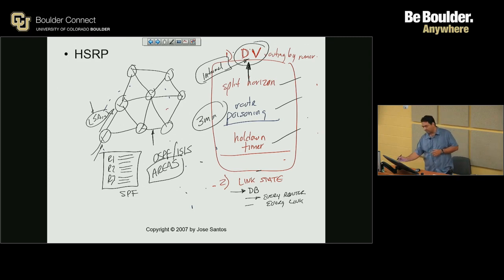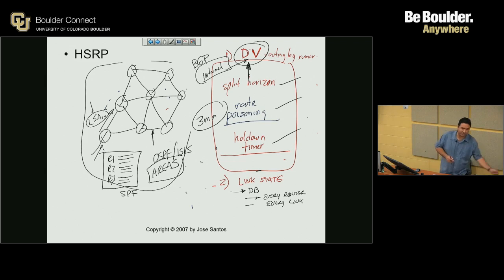Why don't we use link state? First of all, we don't want a user pulling the cable out of the wall jack, making all the routers in the world recalculate, right? This is mostly already on the slide, so I'm going to go through the slides pretty quickly, because I'm trying to just explain this with common sense.